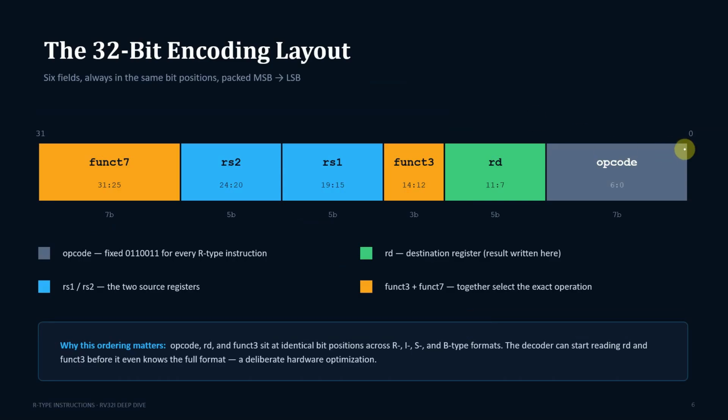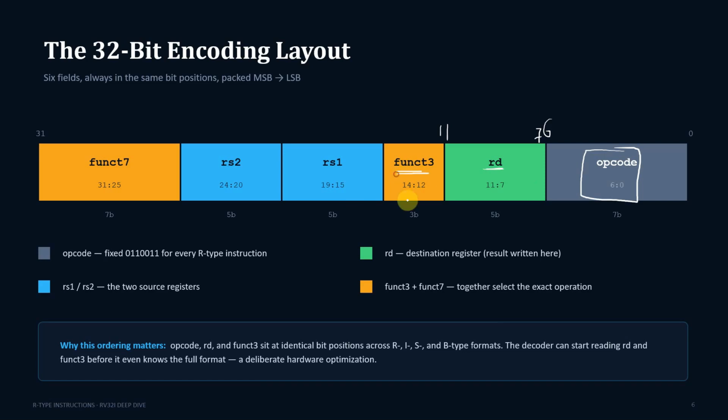First of all, I have bits 6 down to 0, which is nothing but my opcode. Next, bits 11 down to 7 are my RD. This is nothing but my destination register, where exactly my result should be placed.